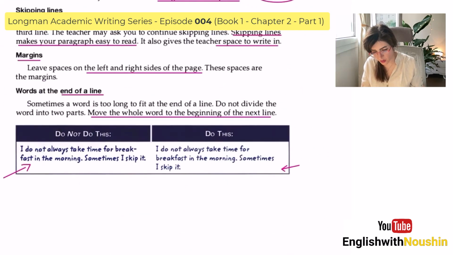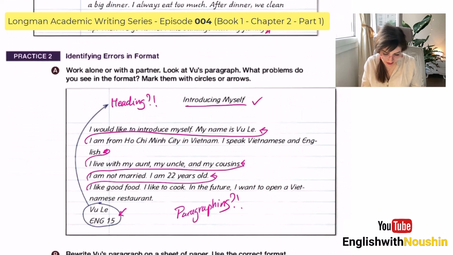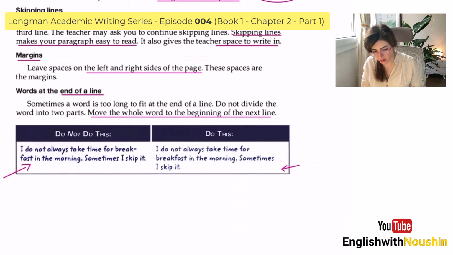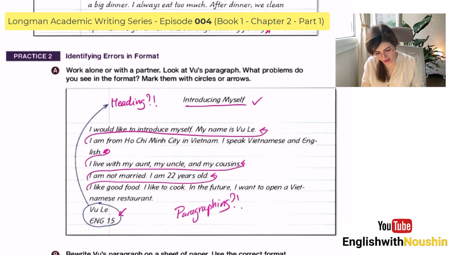The next one was skipping lines. He hasn't skipped the lines, but we've got the margins and words at the end. Let's just read it. I would like to introduce myself. My name is Vule. I am from Ho Chi Minh City.